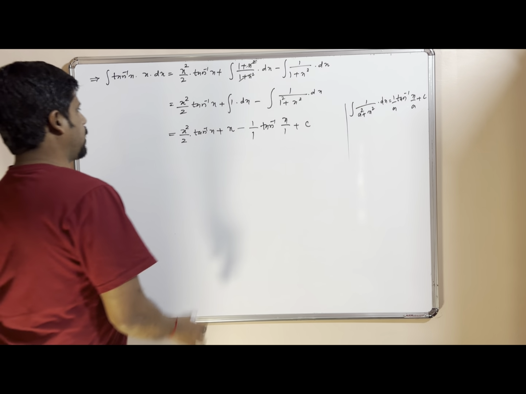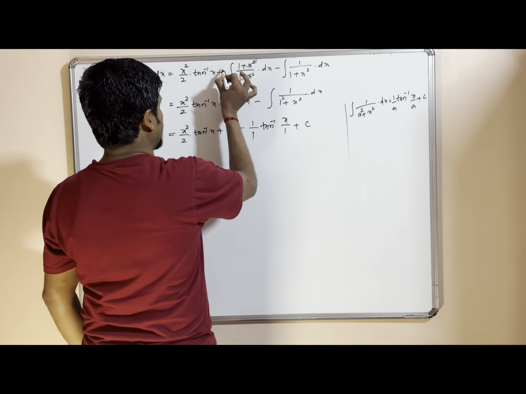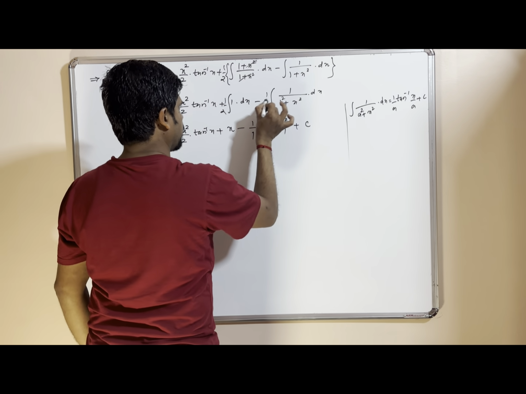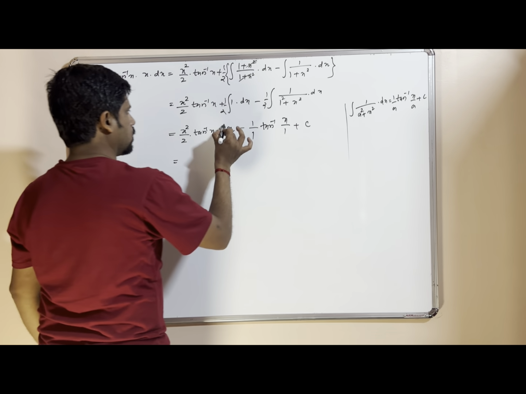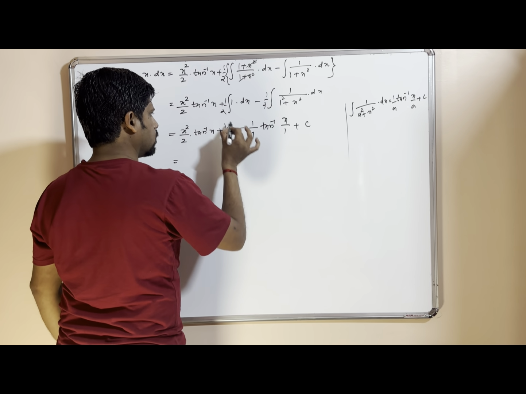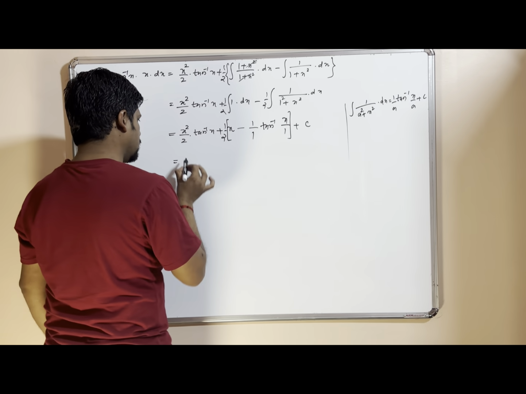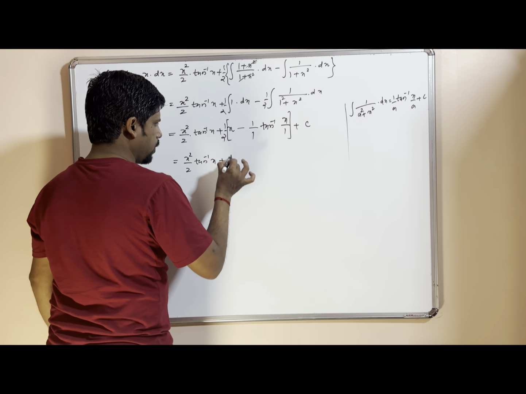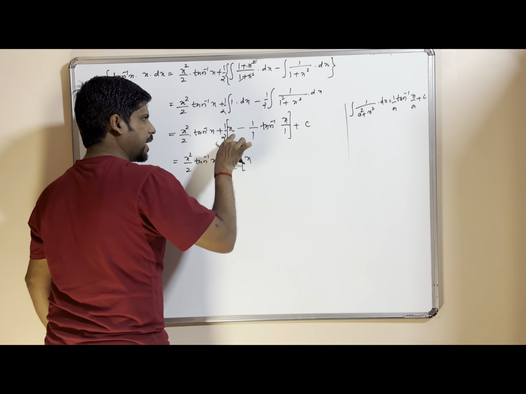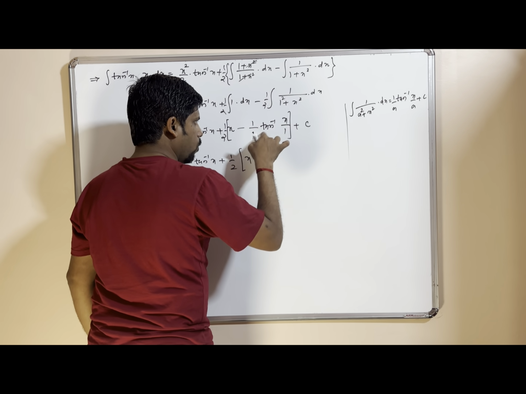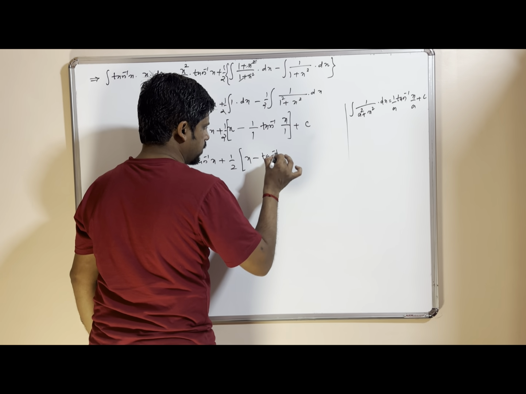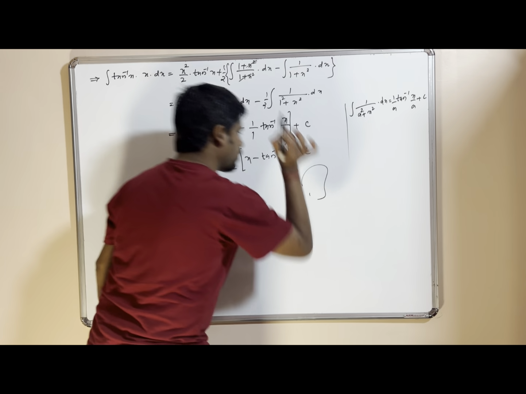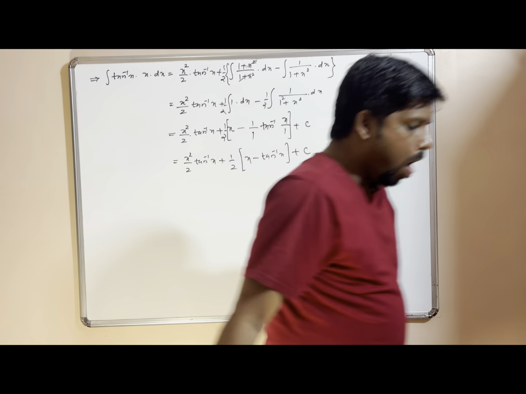Right? So this implies, there was a 1 by 2 in the previous step. So multiplying by 1 by 2, right? So we get x square by 2 tan inverse x plus 1 by 2 of x, 1 by 1 is 1, minus 1 into tan inverse x, that is tan inverse x, plus c. So this is the required solution, note it down.